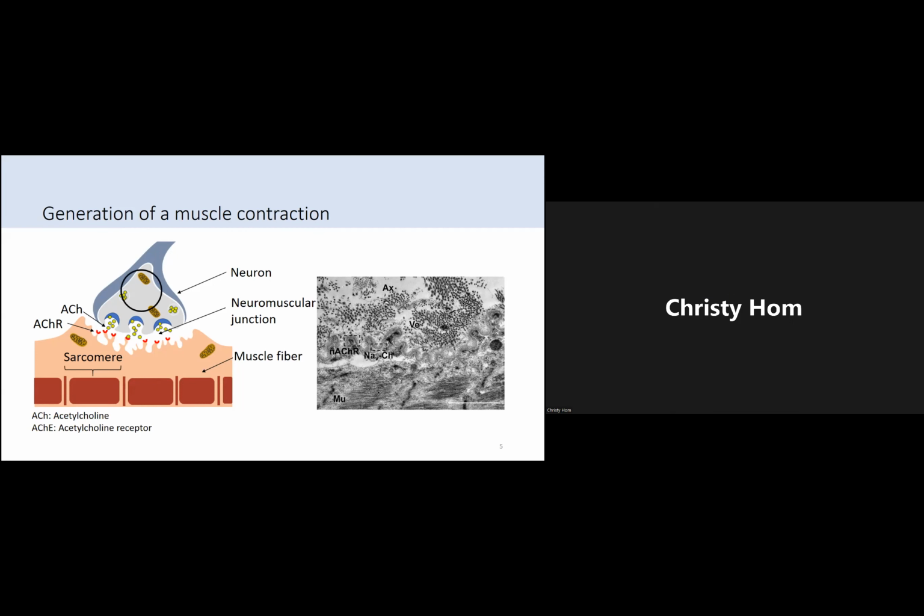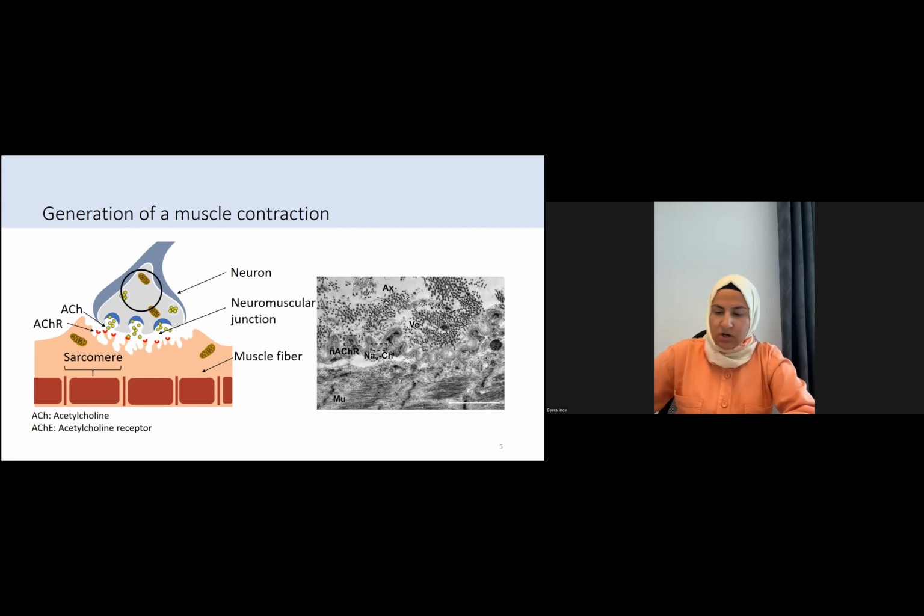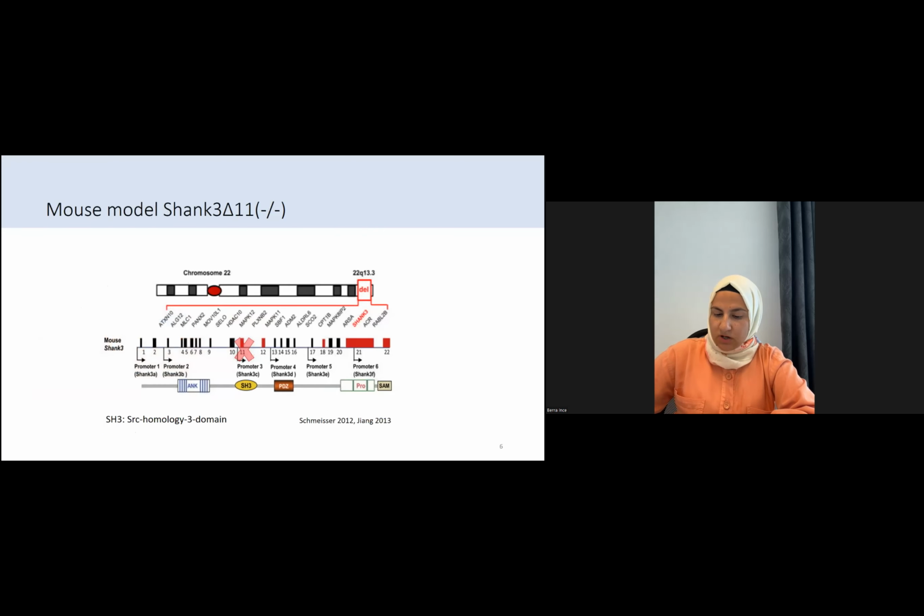Since PMDS patients have low muscle tone, we want to investigate anatomical changes in the motor neurons, in the neuromuscular junctions, so that's the synapse between the motor neuron and the muscle, and in the muscle itself. Therefore, we use the mouse line that harbors a specific deletion of SHANK3, which leads to a partial deletion of SHANK3 isoforms. So we still have some SHANK3 protein.